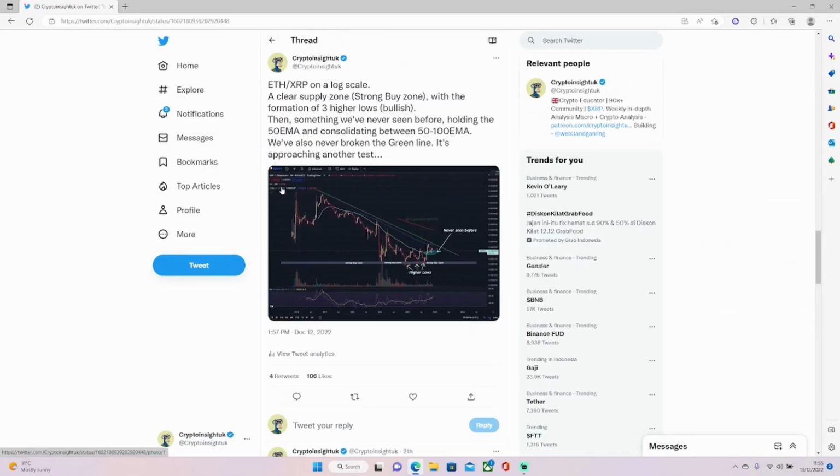Next, another interesting chart is the Ethereum to XRP on the log scale. A clear supply zone, strong buy zone, with the formation of three higher lows is bullish.